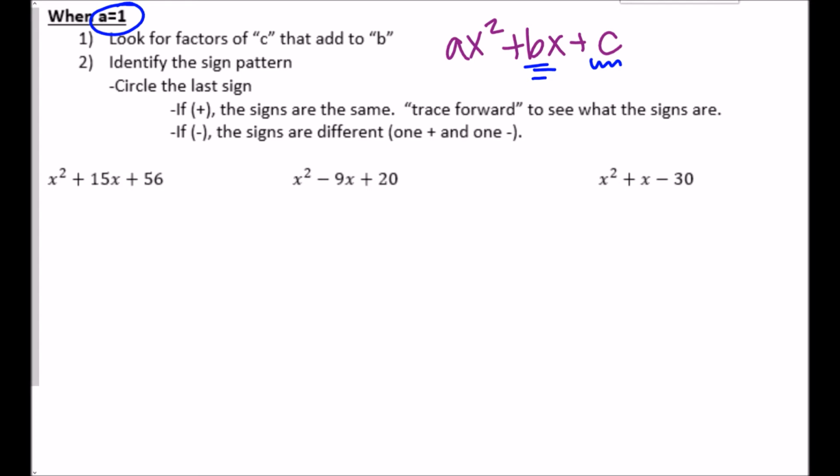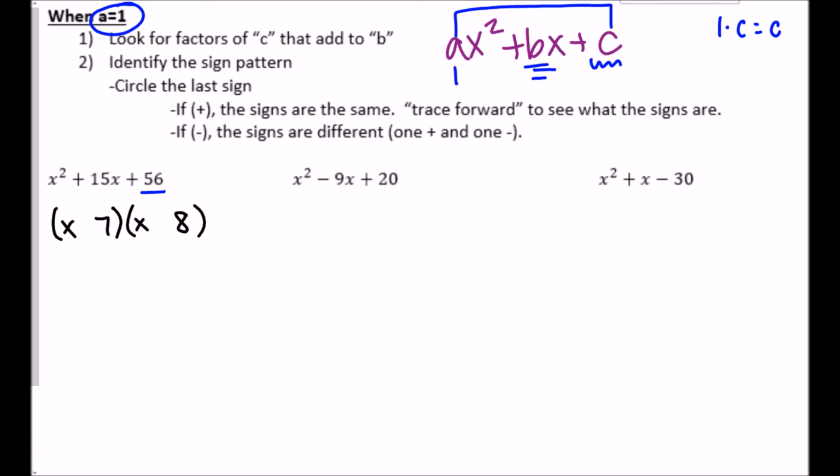I know most of us know that usually you need to multiply a times c, and you can still do that, but when a is 1, we're taking 1 times c, which is just c. So we're really looking for factors of c. So on our first one, we want factors of 56 that add up to be 15. Well, hopefully you come up with 7 and 8. So you're going to factor this into two binomials. X's go here. And we want 7 and 8.